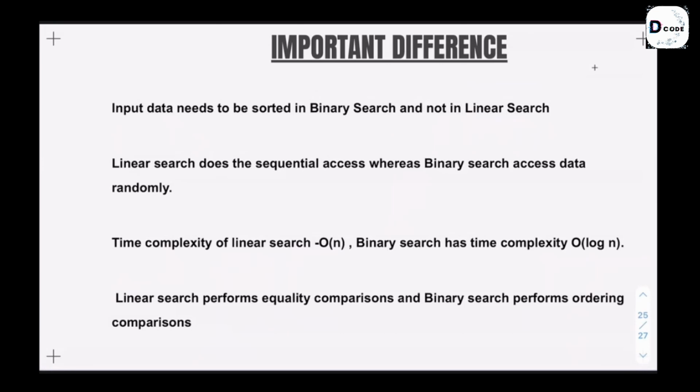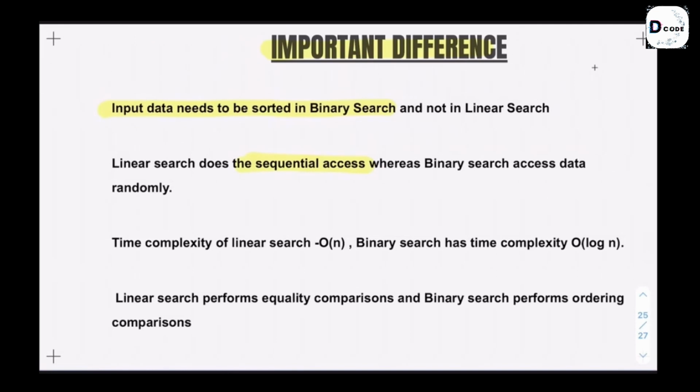Now let us see some of the major differences between binary search and linear search. Input data needs to be sorted in binary search. This is very important, and for linear search, it's not required. Linear search does sequential access, whereas binary search accesses data randomly. You know that for linear search, the compiler checks each and every element in the array.